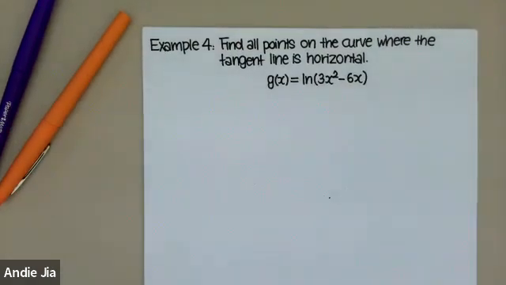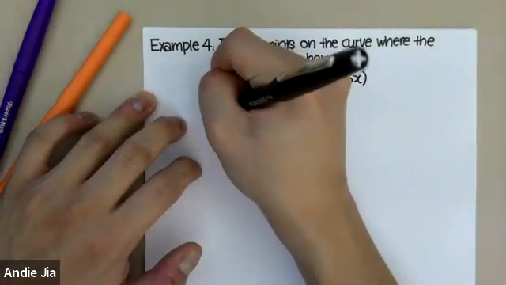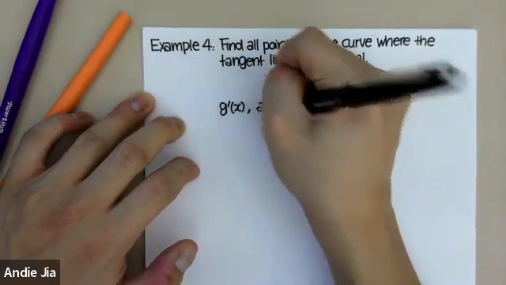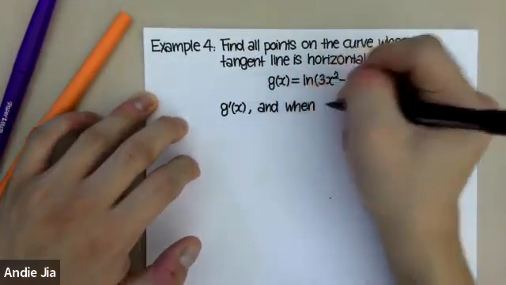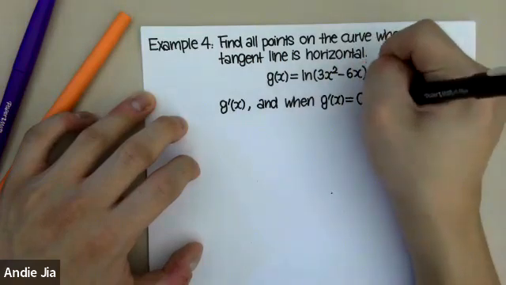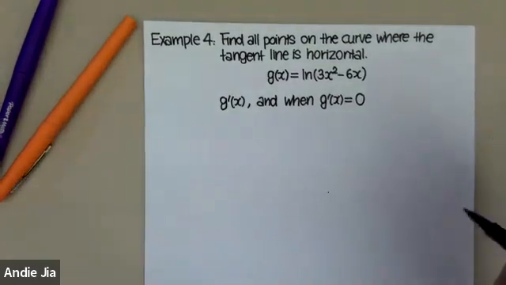If you see a function that has a natural log inside and a horizontal tangent line, what you need to find is g prime of x, and find when g prime of x equals 0. So this is what you need to find for logarithm differentiation, for example 4.